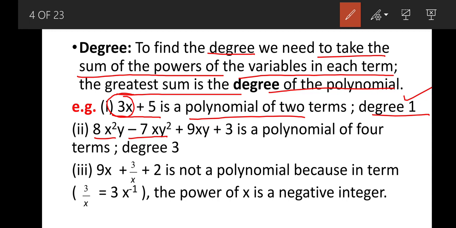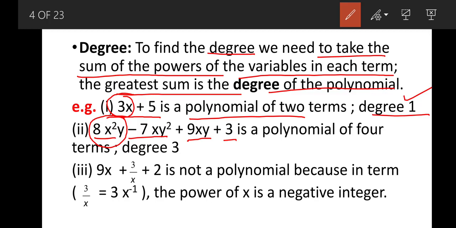This is a polynomial of 4 terms. Here, how many terms are present? 8x square y is the first term. Second term is minus 7xy square. Third term is 9xy. And 3 is the fourth term. Now, we need to find whether it is a polynomial or not. For an expression to be a polynomial, the powers of the variables present in every term should be non-negative integers. Here in the first term, that is 8x square y, the power of x is 2, power of y is 1, and these are non-negative integers, so it is satisfying the condition of polynomial.